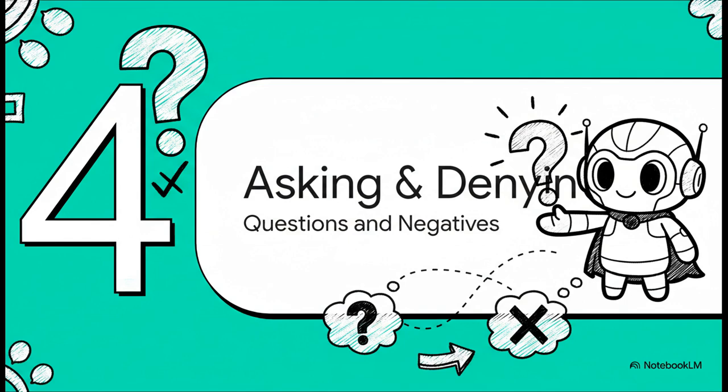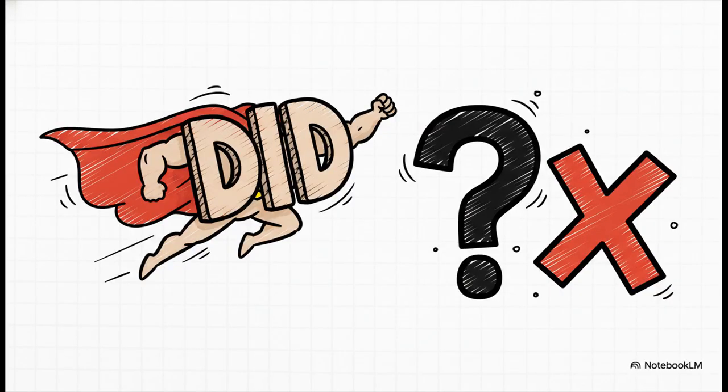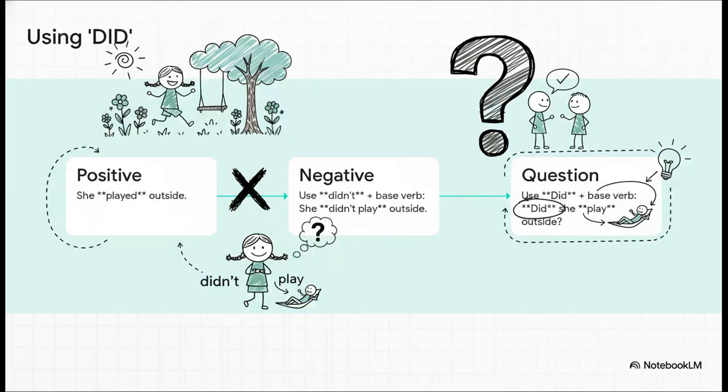All right, so we know how to say something happened. But what about when something didn't happen? Or what if we want to ask a question about the past? Well, for that, we need to call in a special helper. And that magic helper verb is did. Seriously, did is like the superhero of the simple past. It swoops in to help us make questions and negative sentences, and it does almost all the hard work for us. Let's walk through this.